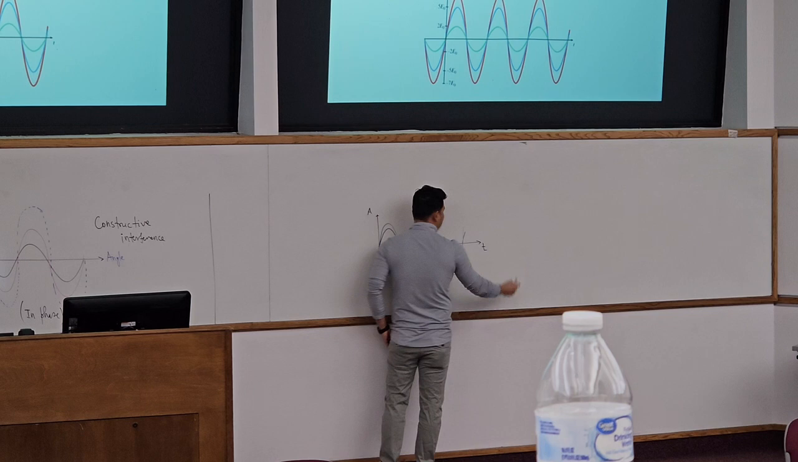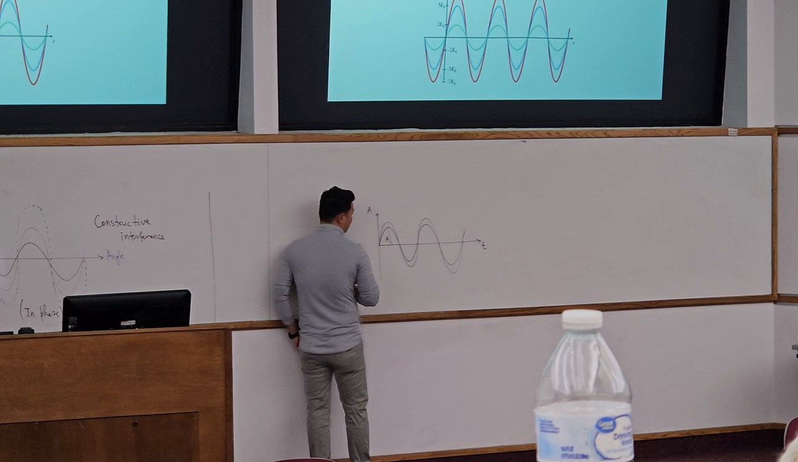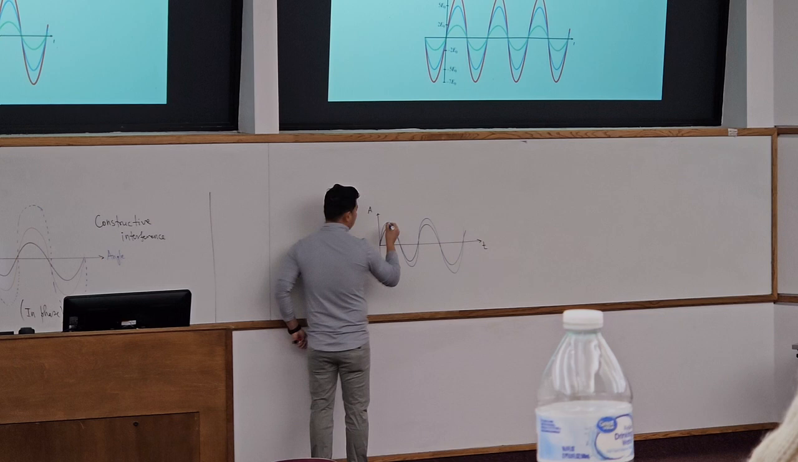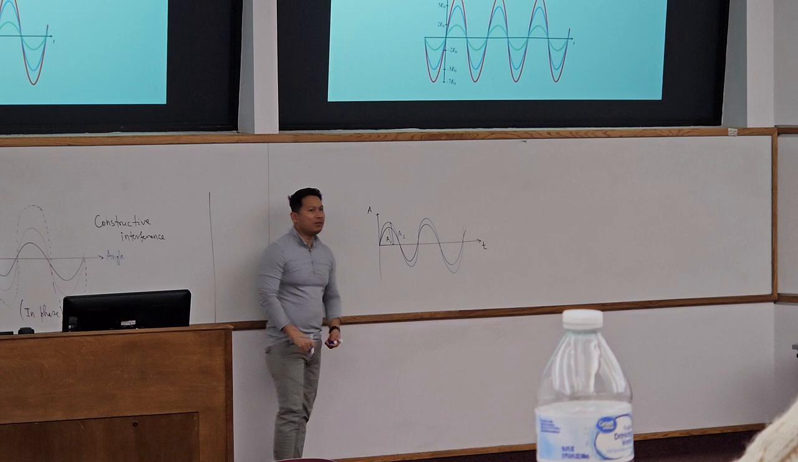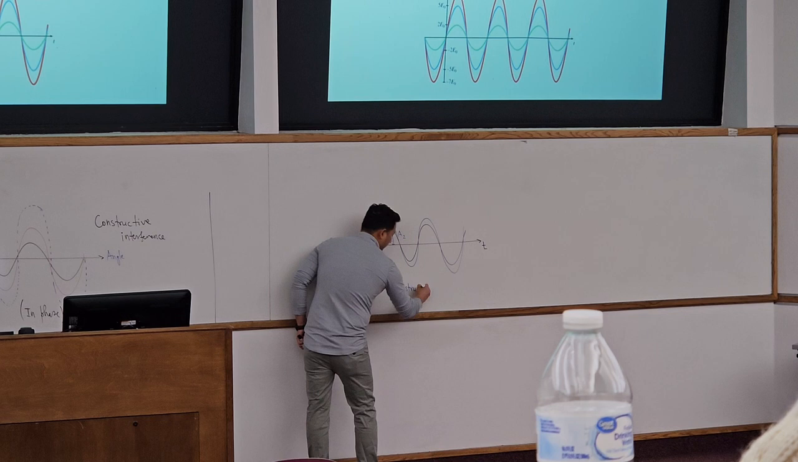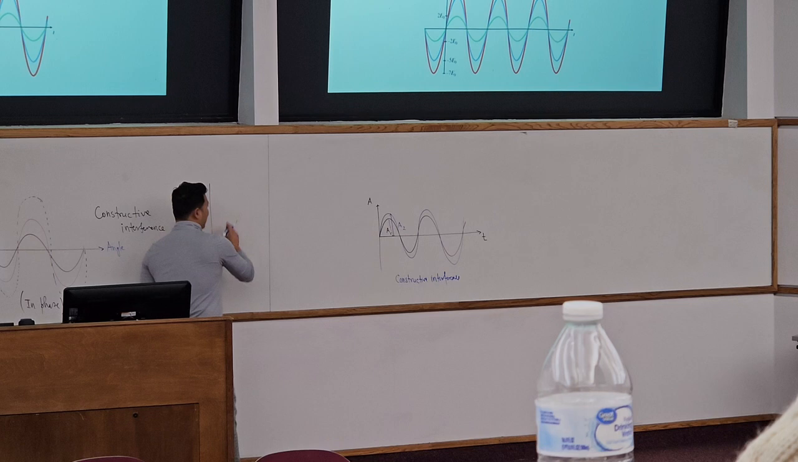You have an amplitude value A1 for wave number 1, and for wave number 2 you have A2. You have A1 and A2, and maxima and maxima, minima and minima lie together, so we're going to have constructive interference.